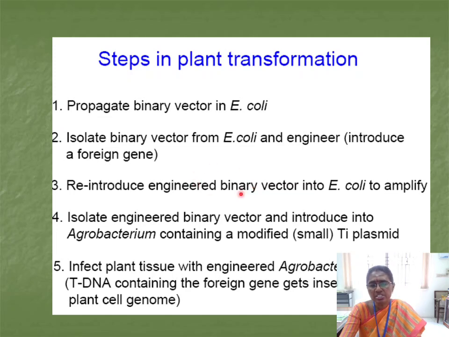Then we reintroduce the engineered binary vector into E. coli for amplification. Then we isolate the engineered binary vector and introduce it into the Agrobacterium containing the modified small Ti plasmid. This Agrobacterium will contain only the small Ti plasmid. To introduce our engineered binary vector into the Agrobacterium, we have methods called electroporation or triparental mating. Then this engineered Agrobacterium can be used to infect the plant tissue, so that the engineered Agrobacterium will transfer the gene to the plant cells.